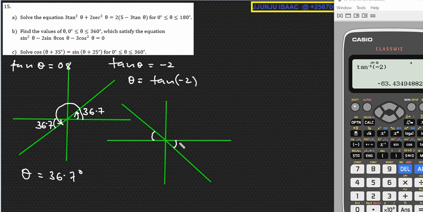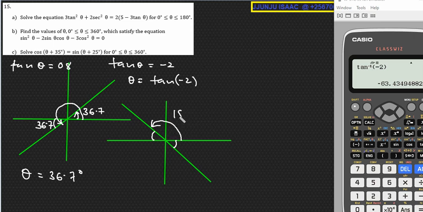So if it is negative, it means that we are going to consider the third and the second quadrant. Remember the range is 180, so we need to move from here up to here. So this one will be out of range, so we avoid it. We are only going to focus on this.